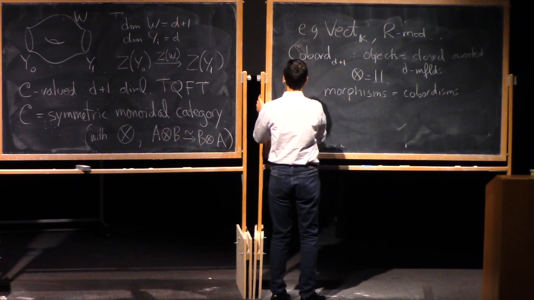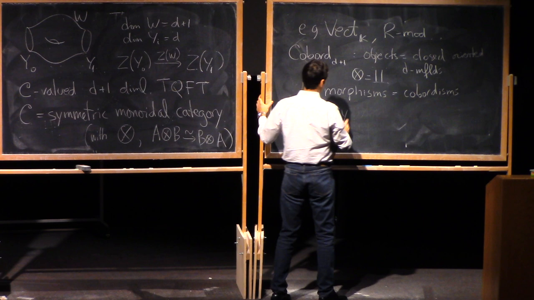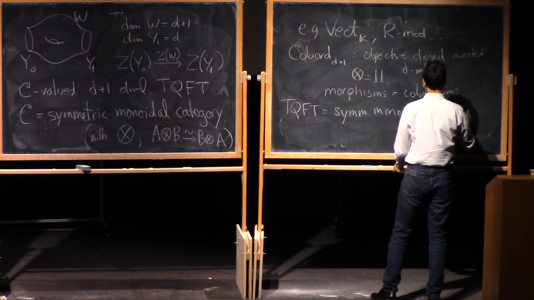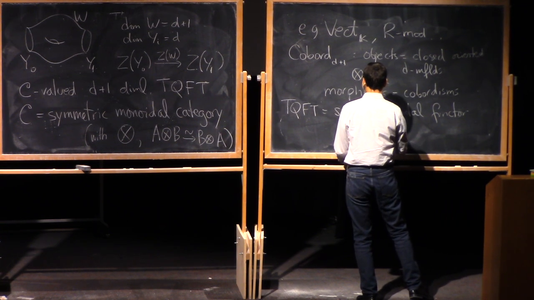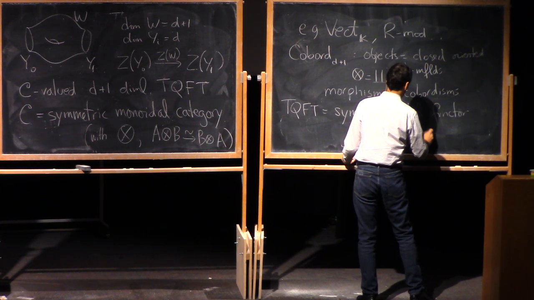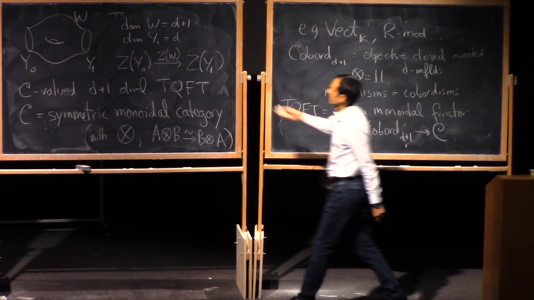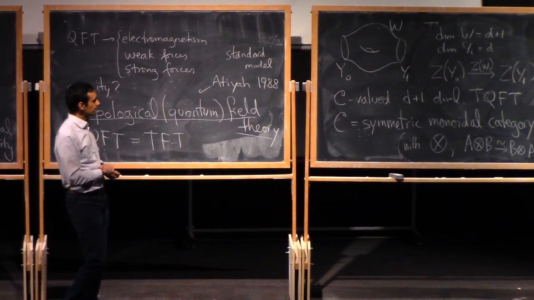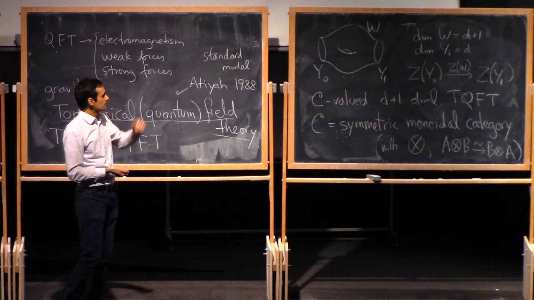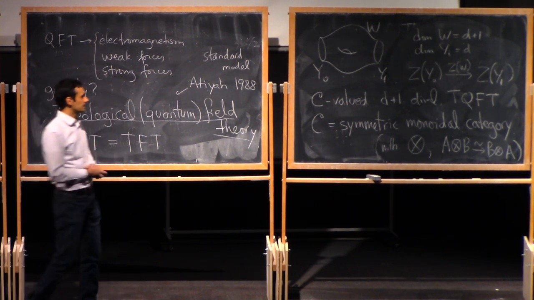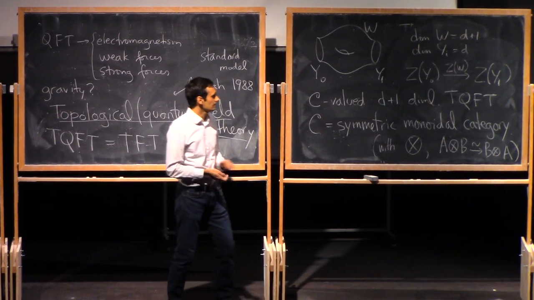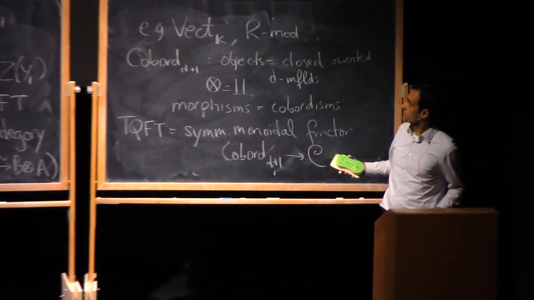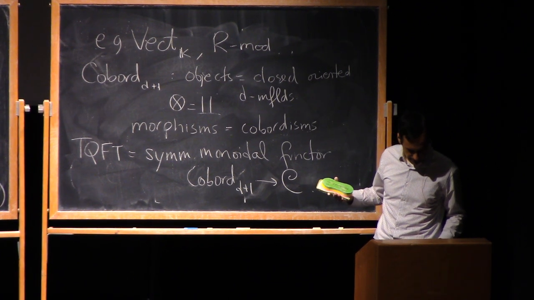So in this language, a TQFT is a symmetric monoidal functor from cobordisms to C. So it's exactly something like this, but it should preserve the monoidal structure. So if you have disjoint union, then you should get the tensor product of the Z's and so on, and some properties with regard to the morphisms as well. Okay, so I think Soren will talk more about the exact definition.